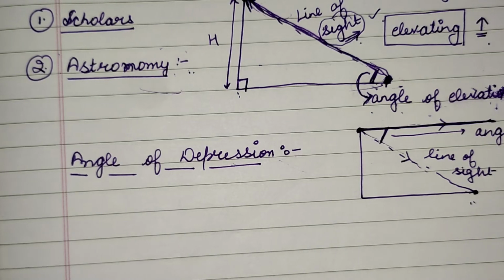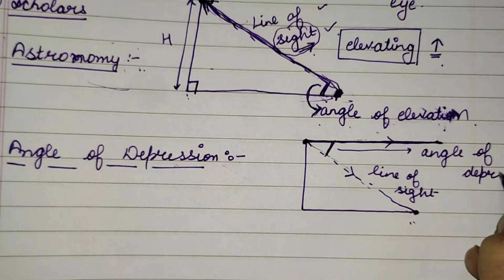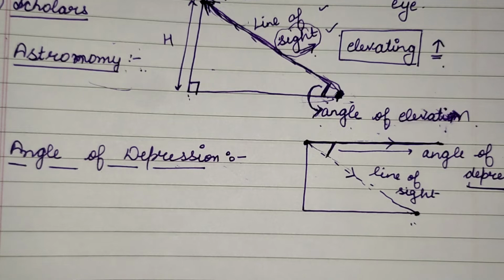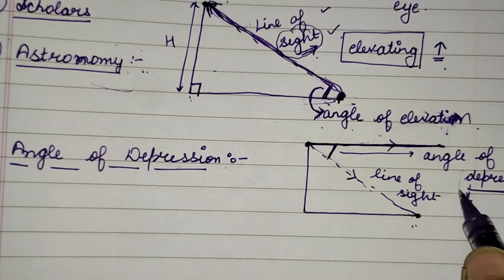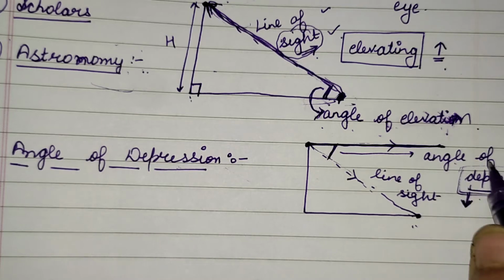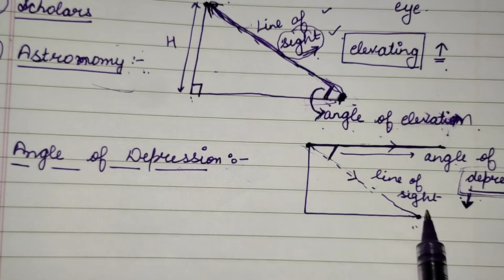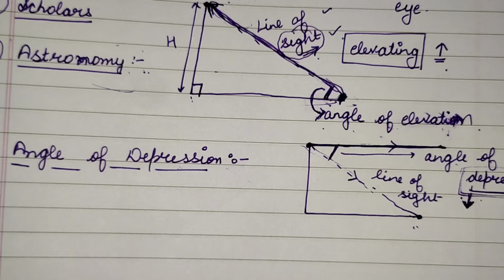Why depression? Because you are seeing in the depressed direction, meaning the downward direction. Whenever we say that I am a little bit depressed, it means I am feeling bad, I am feeling down in my mood. That's why we call it the angle of depression, because you are seeing in the downward direction.